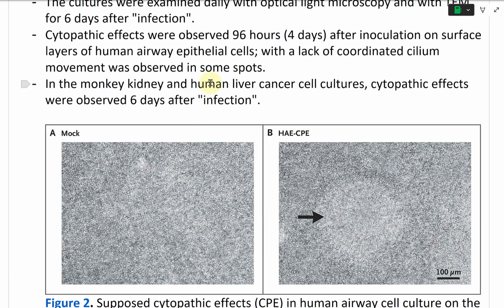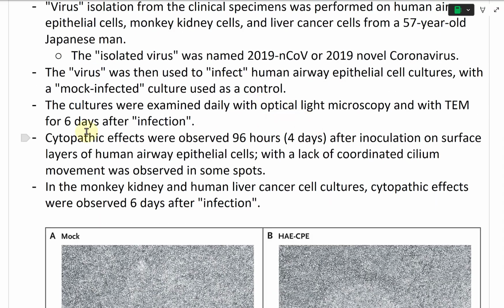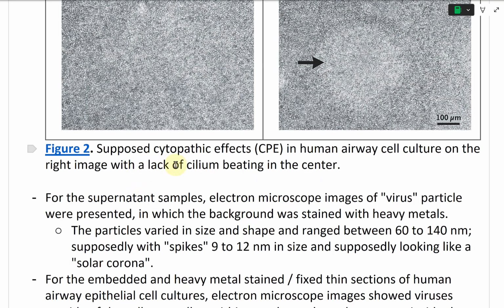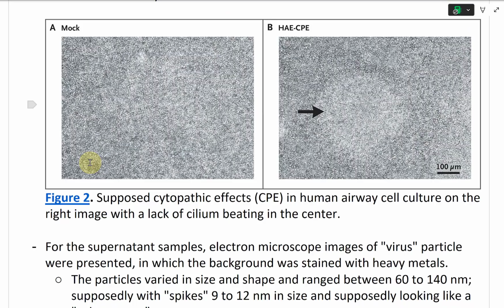In the monkey kidney and human liver cancer cell cultures, cytopathic effects were observed 6 days after "infection," as opposed to 4 days for the human airway samples from the patient. So, and here's the images. There's the mock. There's the human airway epithelial showing the cytopathic effects. Again, it just shows a little low contrast area. So figure 2, supposed cytopathic effects, CPE, in human airway cell culture. On the right image with a lack of cilium beating in the center, and there's the mock on the left.